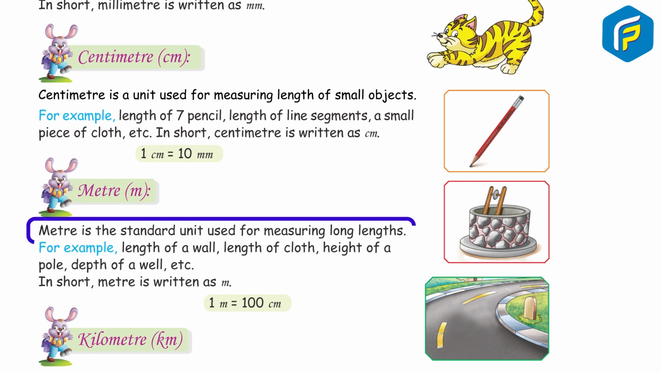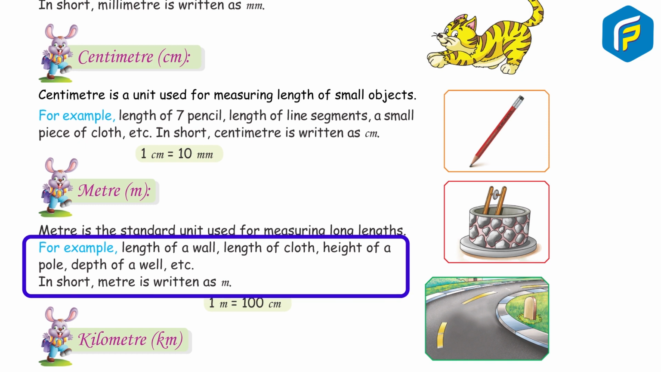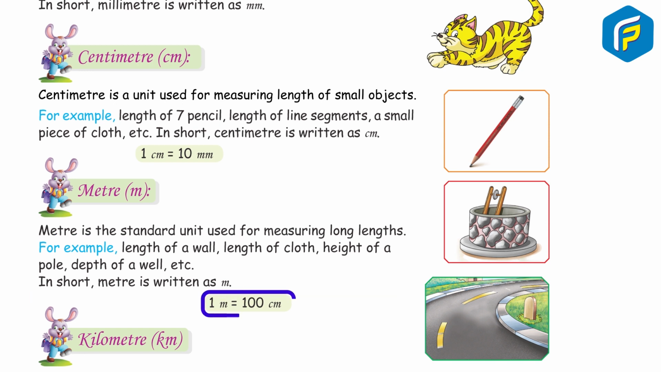Meter. Meter is the standard unit used for measuring long length. For example, length of a wall, length of a cloth, height of a pole, depth of a well, etc. In short, meter is written as m. 1 meter is equal to 100 centimeter.